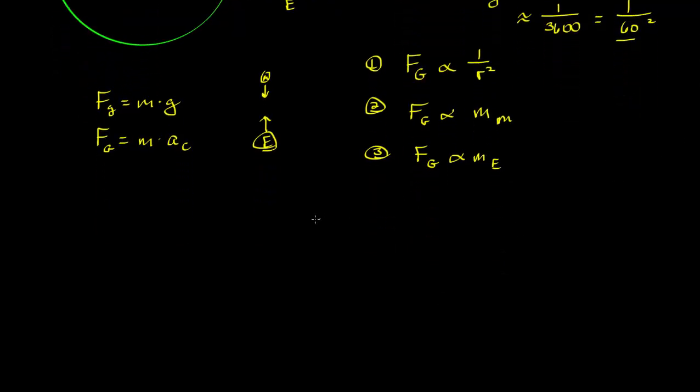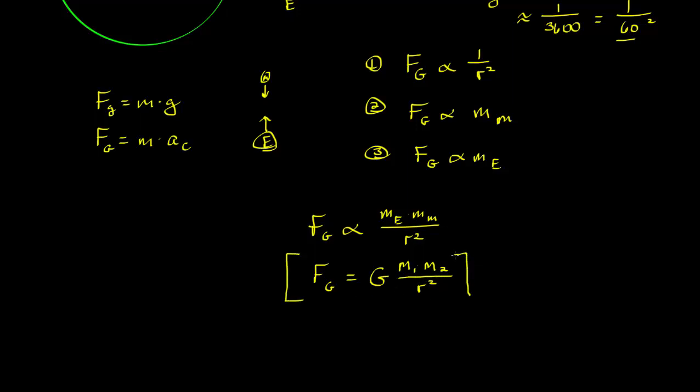And we could say that the force of gravity is proportional to, since it's proportional to both masses, we just multiply those, mass of the Earth times mass of the moon over r squared. And then if you remember, to go from proportionality to an equation, force of gravity equals some constant, I'm going to call it big G, times mass 1 and mass 2, so these are two objects, over r squared, the distance between them. And this is Newton's law of universal gravitation.